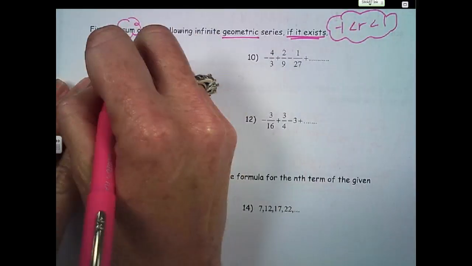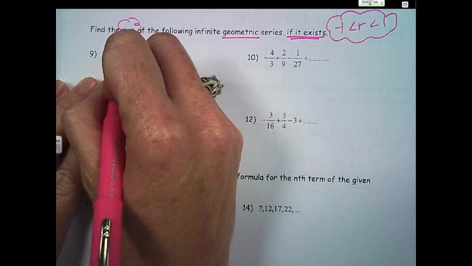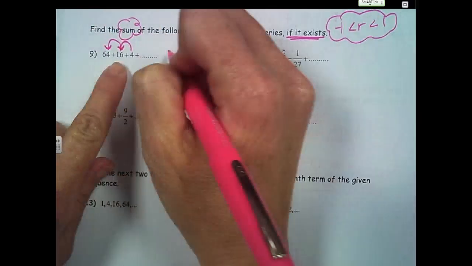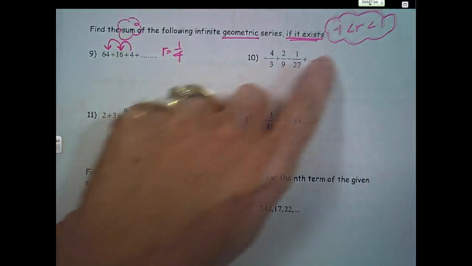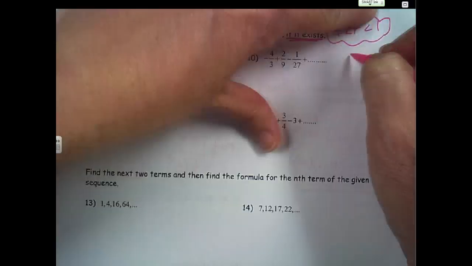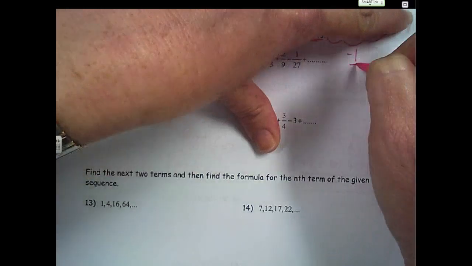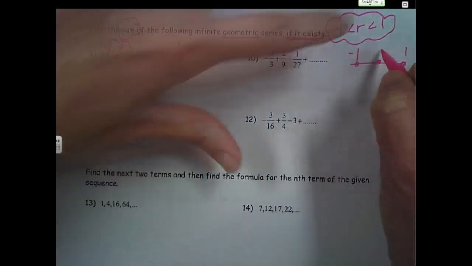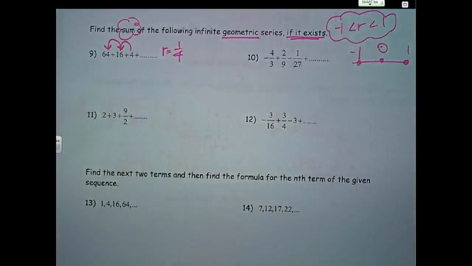So you can check this. 16 divided by 64 is 1/4, and 4 divided by 16 is 1/4. So R is 1/4. And so yes, it's between this window. And you can look at it like a number line. Here's -1, and here's 1, and here's 0. As long as R is between -1 and 1 on a number line, you're good.